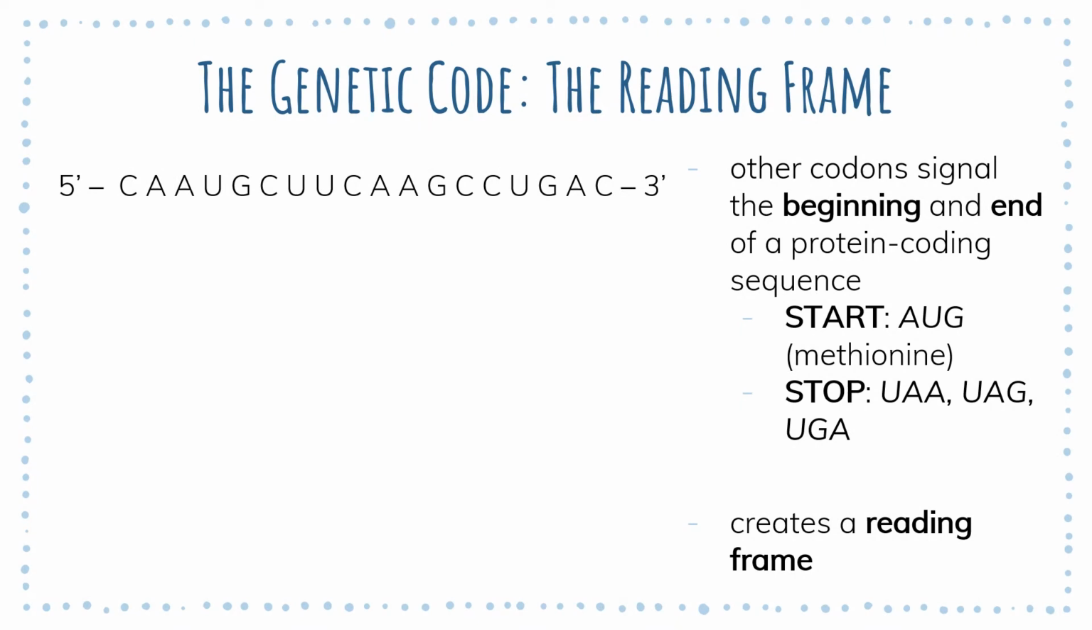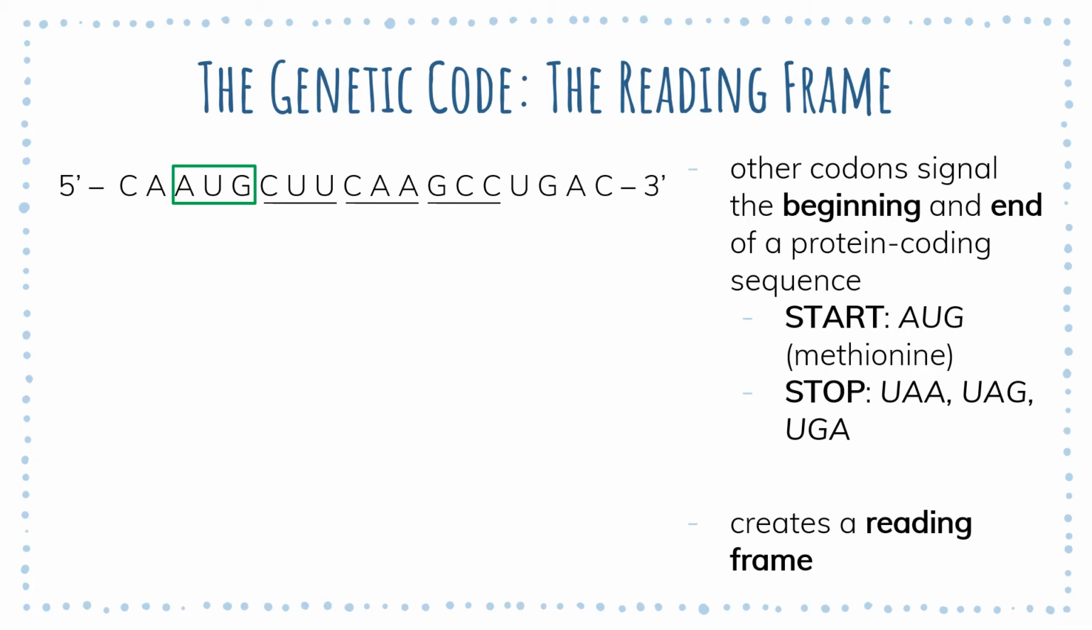So how do we know where to start? The first thing that you have to remember is that translation always begins with the codon AUG. This is known as the start codon. Once you find AUG, you can then divide the rest of the nucleotides into clusters of 3. AUG, or the start codon, establishes what is called the reading frame.